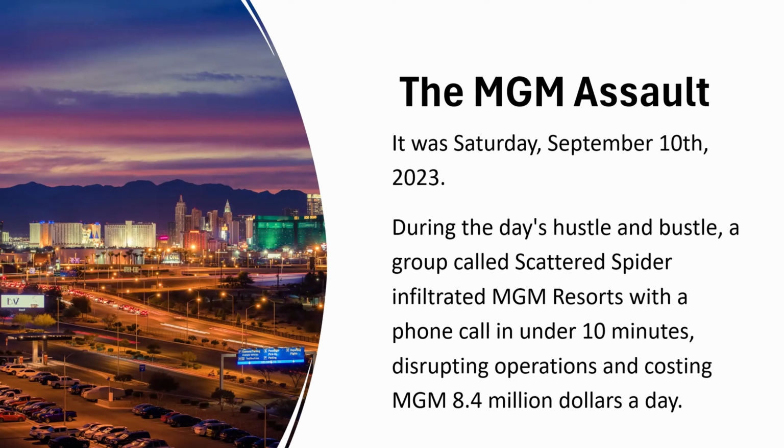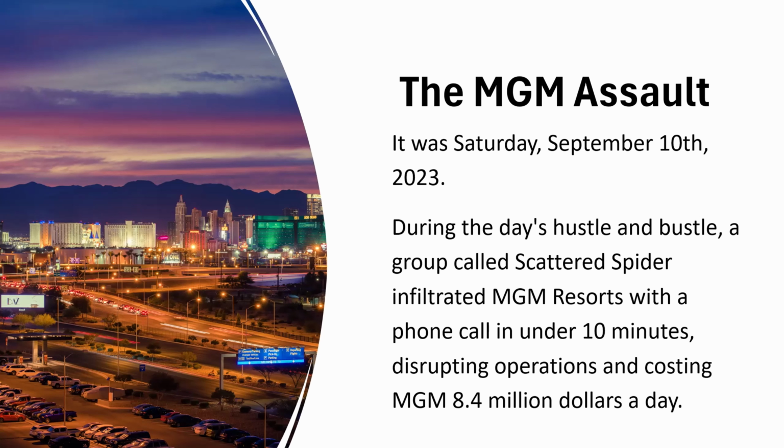So, during the day's hustle and bustle, a group called Scatter Spider infiltrated MGM Resorts with a phone call in under 10 minutes, disrupting operations and costing MGM about $8.4 million a day. The actual attack was quite simple. They grabbed information that they found off social, and they then used that information to reset an admin's password through a help desk phone call to the resort's IT, and through that, they got access.